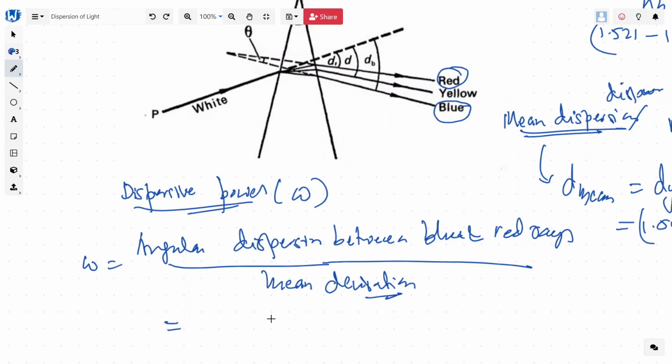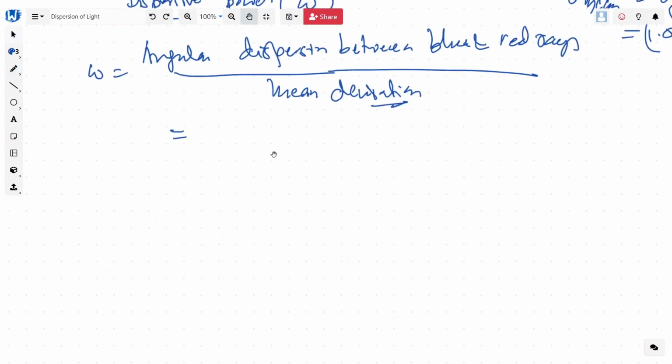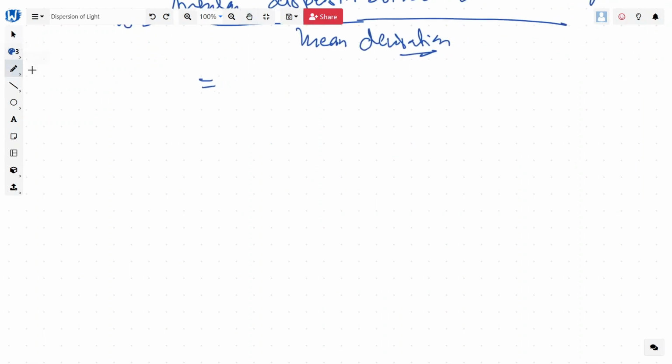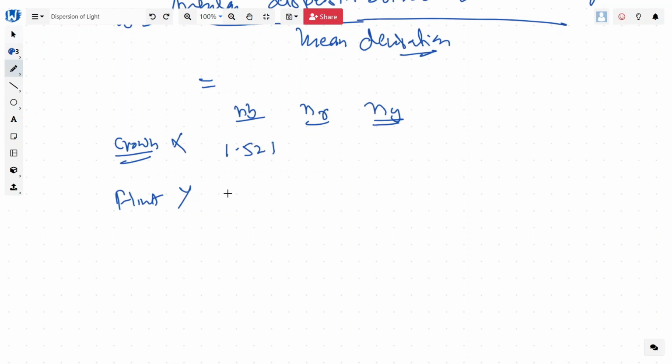Now let's do an example so that we are more clear on this, right? So let's say we are given a crown glass prism X and a flint glass prism Y. For blue light, for red light, and for the yellow light, or the mean one, the refractive indices are 1.521, 1.665, 1.510, 1.515, 1.645, 1.655.